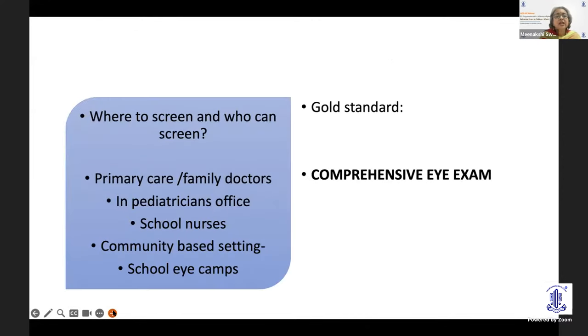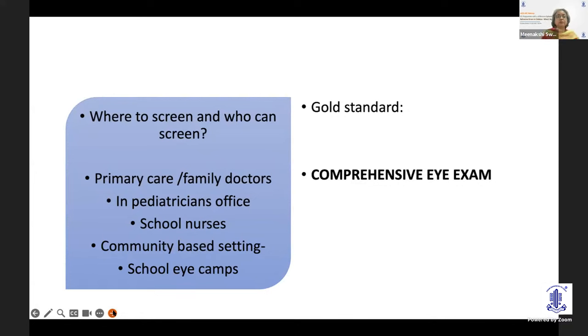All right. So you may ask, okay, where to screen and who can screen? Can everybody screen? Absolutely. So when I was a fellow in University of Iowa, Iowa City, the malls used to have a screening center where photo screeners were used by volunteers to screen children.